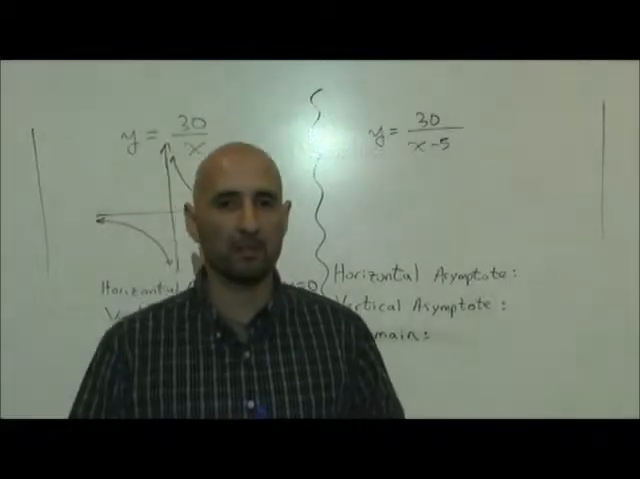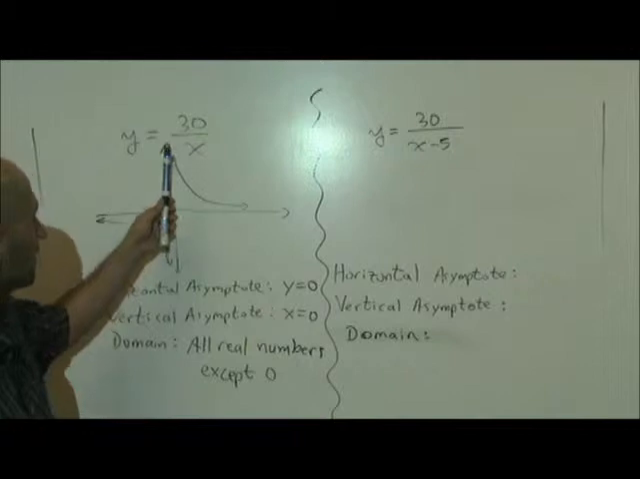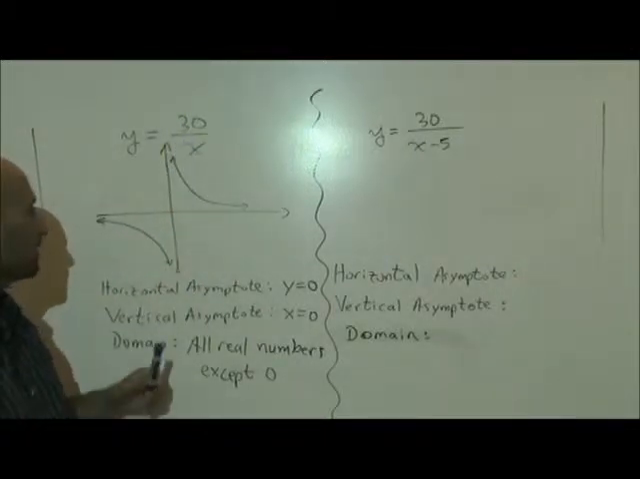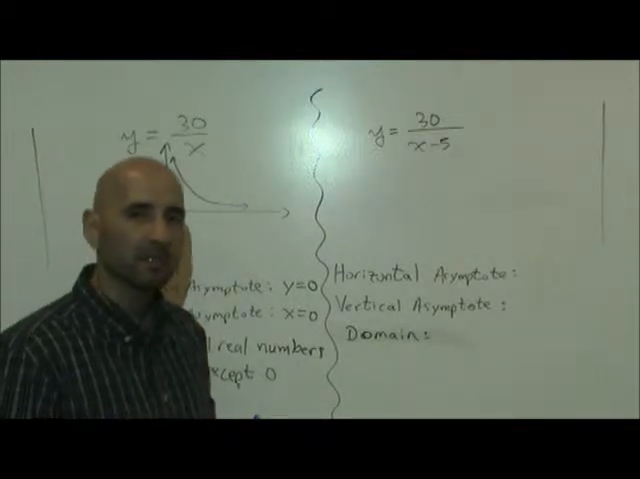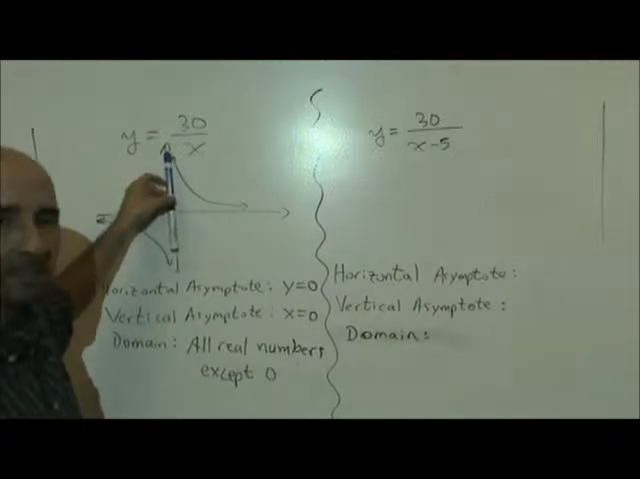Behind me are two functions that we'll use to illustrate some of the concepts here in the next section. To my left here, or to your left, y equals 30 over x is a function that has a graph that looks like this. If you were to put this on a standard window or something similar, you'd see that. This graph has a vertical asymptote of x equals 0.